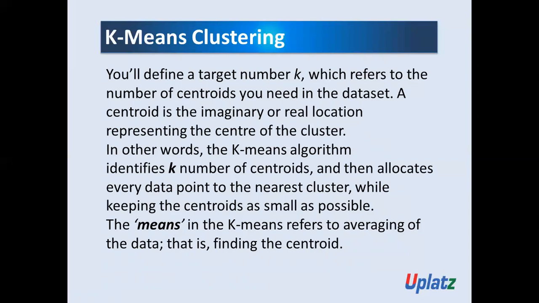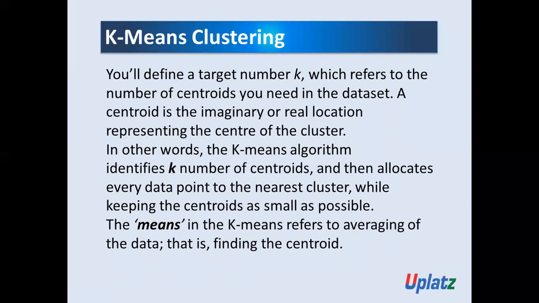So you need to decide the total number for K. And what is this K? It refers to the number of centroids you need to have in the dataset. A centroid is an imaginary or real location representing the center of the cluster. It is representing the center of the cluster.